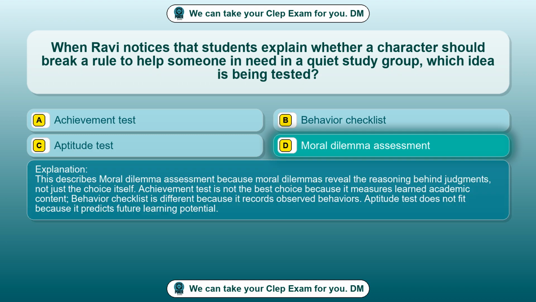This describes moral dilemma assessment because moral dilemmas reveal the reasoning behind judgments, not just the choice itself. Achievement test is not the best choice because it measures learned academic content. Behavior checklist is different because it records observed behaviors. Aptitude test does not fit because it predicts future learning potential.